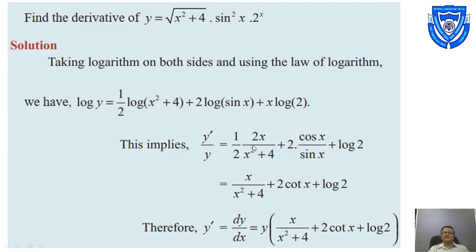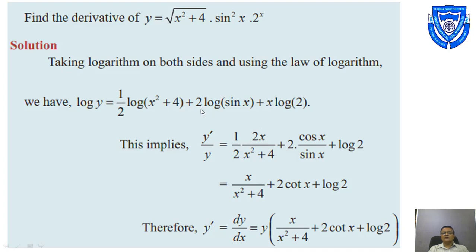Then differentiate. Derivative of log y with respect to x is y dash upon y. So instead of writing dy by dx, I have used another notation of derivative, which is y dash. Derivative of log of x square plus 4 is 1 upon x square plus 4 into derivative of x square plus 4, which is 2x.